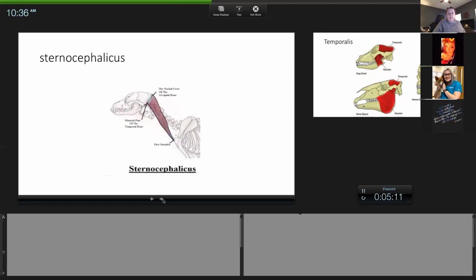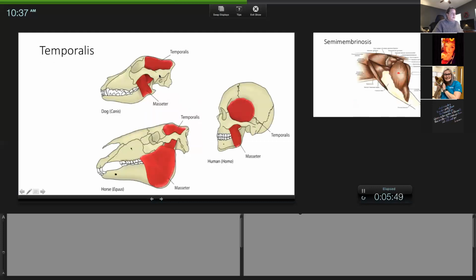Sternocephalicus is a naming convention for its origin and insertion. It originates at the sternum. It inserts at the back of the skull, actually at the occipital bone. But if you can imagine, sternum isn't going to pull up to our head. Basically, insertion is going to pull towards origin, and it's basically going to turn the head side to side. So it does cause some flexion of the cervical vertebrae, and it does some lateral movement. And that's sternocephalicus.